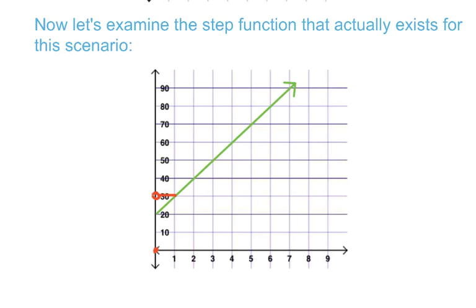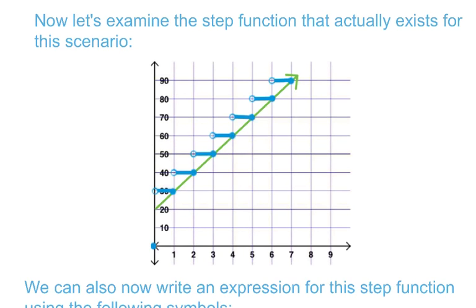And then right after 1 hour, it goes up to $40. But at 1 hour, it's still only $30. So our step function has an open circle because it doesn't include that point, and then it's a flat line. Looks like a staircase, stair steps, step function. So again, being the awesome video guy that I am, I created a nice clean graph for you.